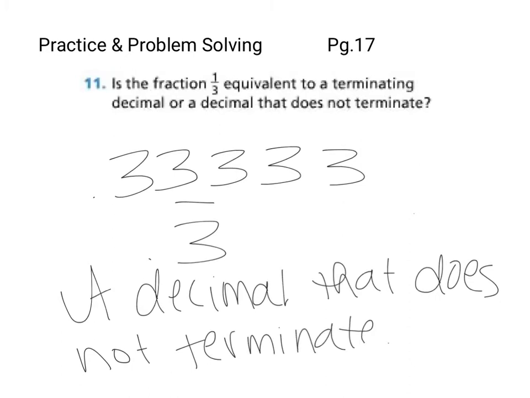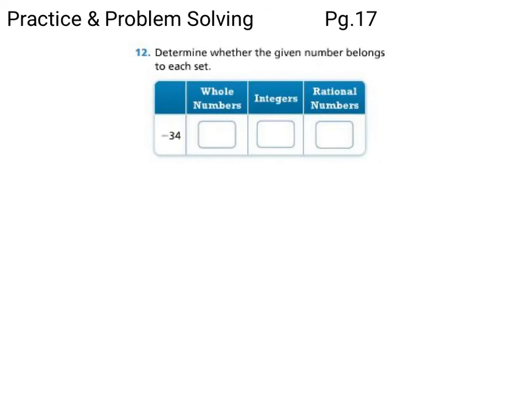Okay, number 12. Determine whether the given number belongs to each set. So let's just look at them set by set. Okay, negative 34. A whole number, integer, or rational number. We know rational numbers stop or repeat. Does 34 stop? Yes. We know integers are whole numbers and their opposites. This is an opposite. Yes. But is it a whole number? No. So negative 34 is an integer and a rational number.